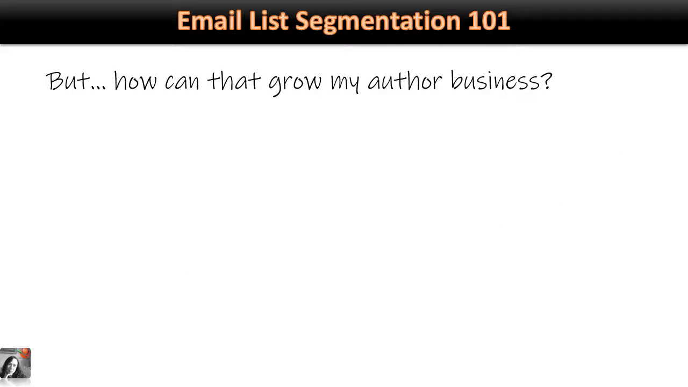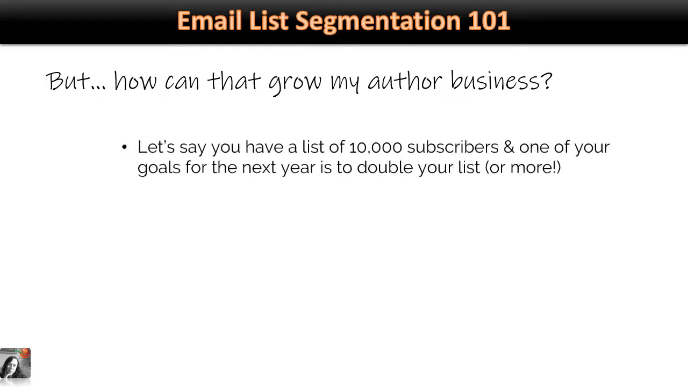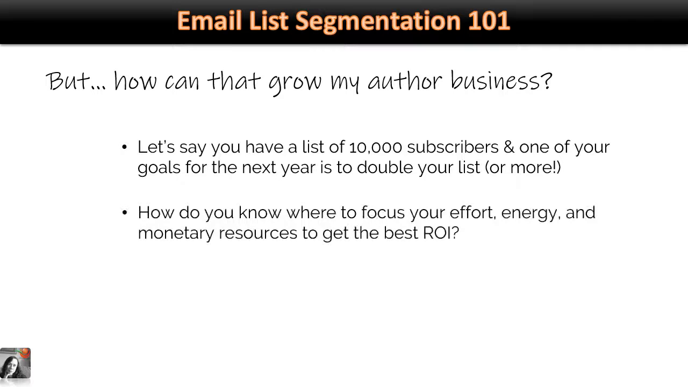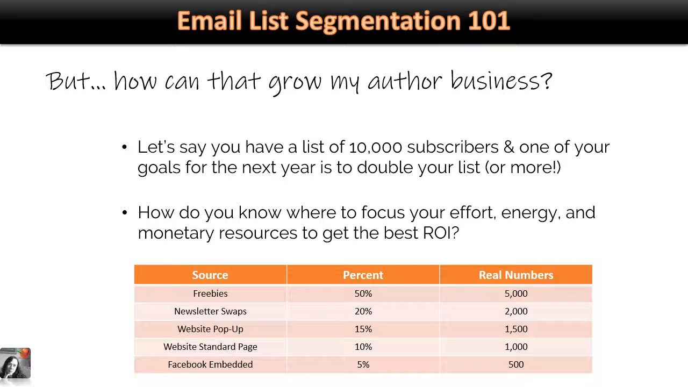But that's great. How can that help me grow my author business, right? And that is the $1,000,000 question right there, isn't it? So basically, let's say you have a list of 10,000 subscribers, okay? And doesn't that sound great, right? And one of your goals for the next year is to double your list or more. How do you do that? How do you know where to focus your energy, your effort, and yeah, your money to get the best return on investment? Because all of those things, effort, energy, and money, tend to be pretty finite resources for most of us, especially as authors. So take a look at this.